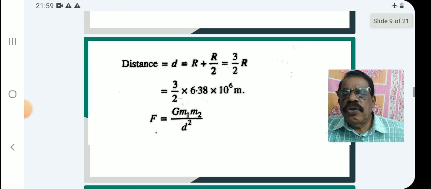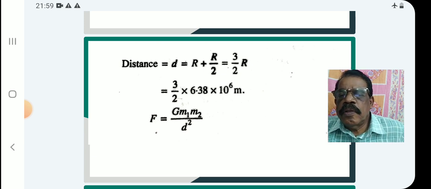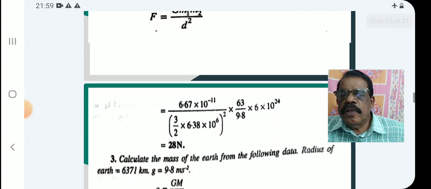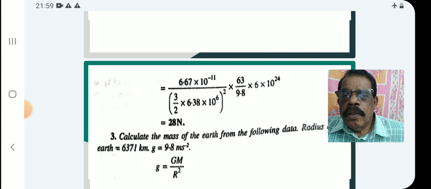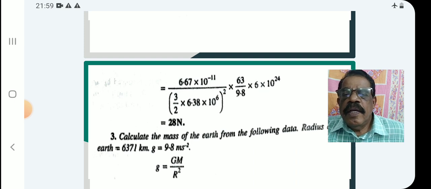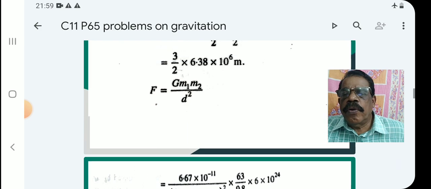Distance D is equal to R plus R by 2, height, that is 3 by 2 R, at the height R by 2, that is 3 by 2 into 6.38 into 10 raised to 6. F is equal to the relation G M1 M2 by D square, that is F is equal to 6.67 into 10 raised to minus 11 by 3 by 2 into 6.38 into 10 raised to 6 the whole square, into 63 by 9.8, into 6 into 10 raised to 24.